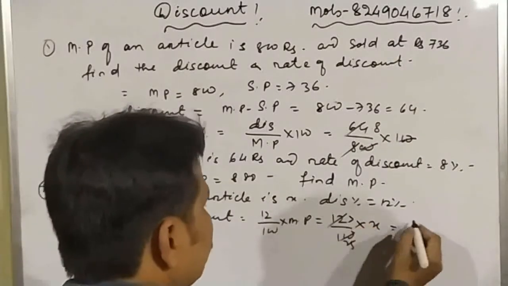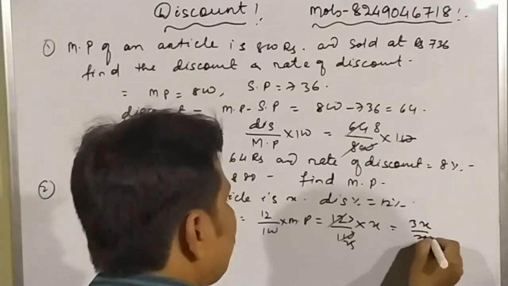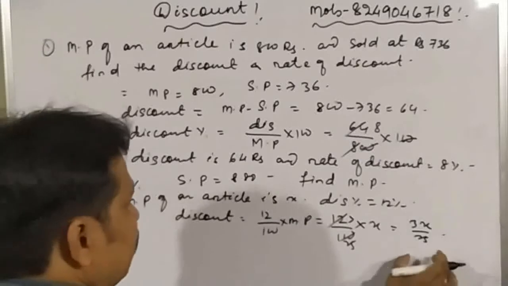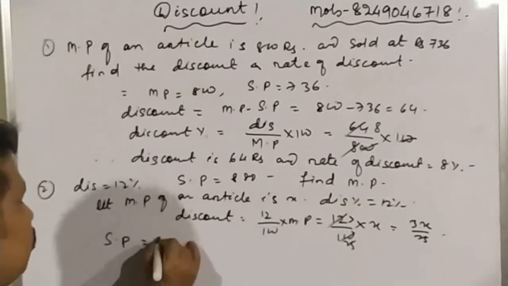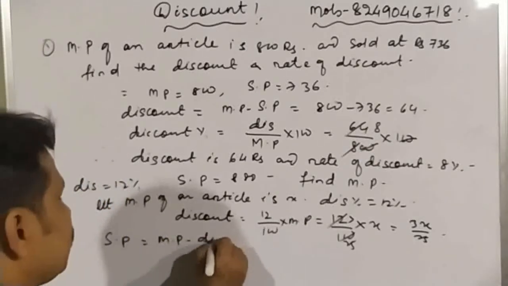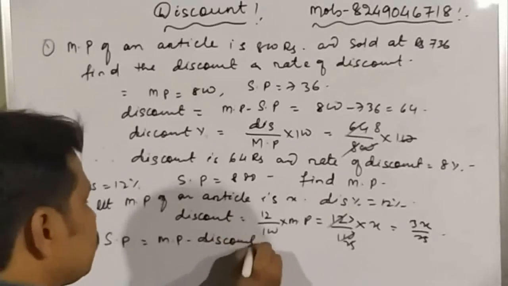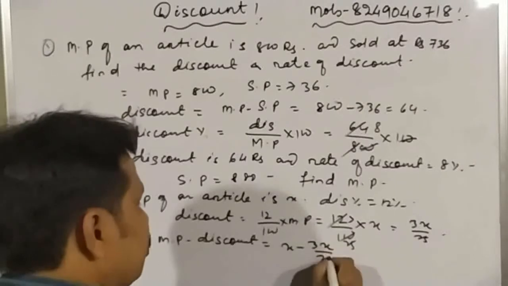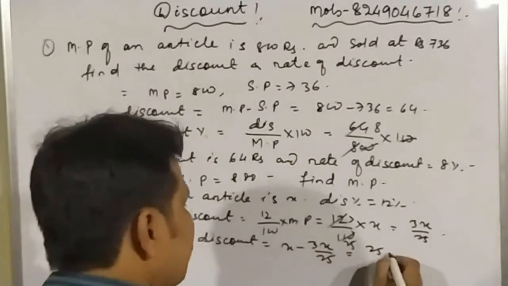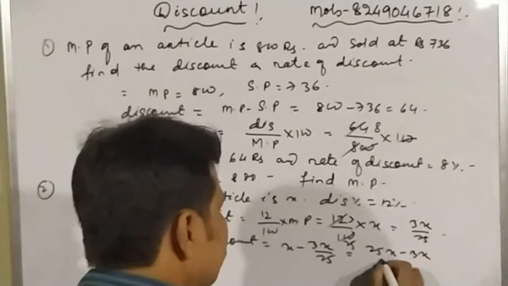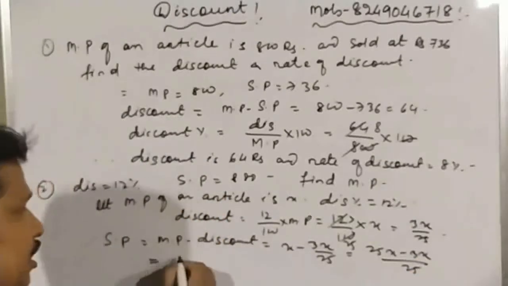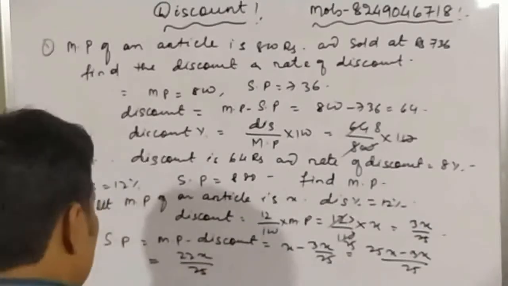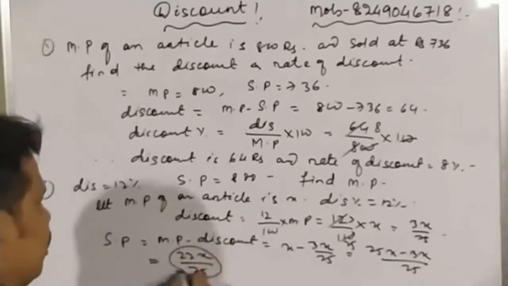425 and this is 3. So 3x by 25. Okay, student. So selling price, we have already found out the discount. So selling price equals mark price minus discount, which is equal to X minus discount, equal to 3x by 25, which is equal to 25x minus 3x by 25. The result is how much? 22x by 25. Okay, student. So this is our selling price.